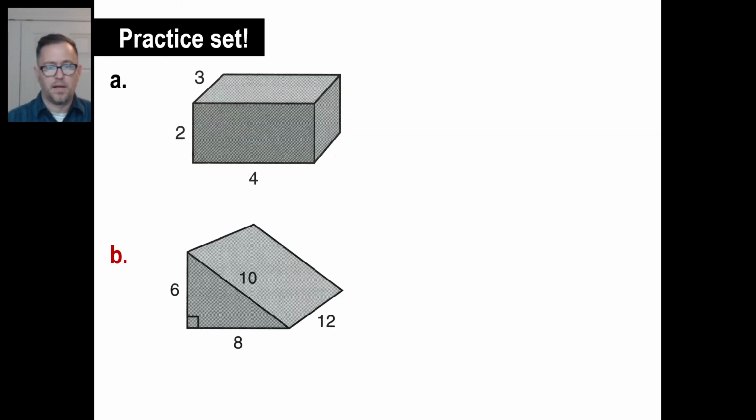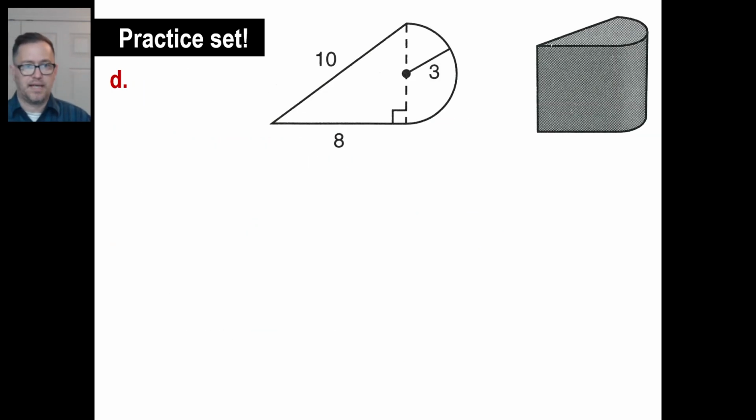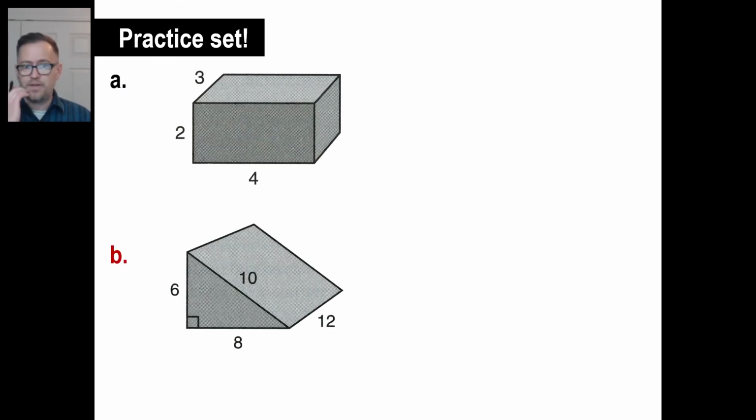Okay. All right. Let's take a look at A, B, C, and D. Ooh, D looks fun, doesn't it? Okay. Try A and B first, and then hit unpause, I guess. Go ahead and pause and hit unpause when you're done with A and B.